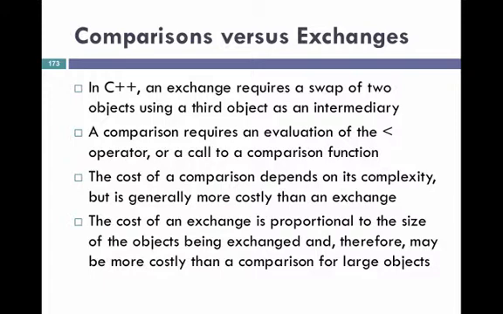Now, in C++, an exchange requires a swap of two objects using a third object as an intermediary. A comparison requires an evaluation of the less than operator or a call to a comparison function. The cost of a comparison depends on its complexity, but it's generally more costly than an exchange. And the cost of an exchange is proportional to the size of the object being exchanged, so it may be more costly than a comparison for large objects.